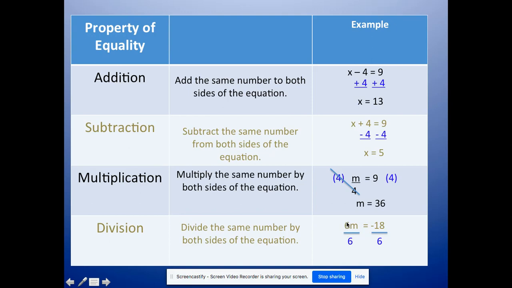6 divided by 6 would give us 1. So that would give us our 1m. And that equals negative 18. So negative 18 divided by 6 would be negative 3. So here is the property of equality.